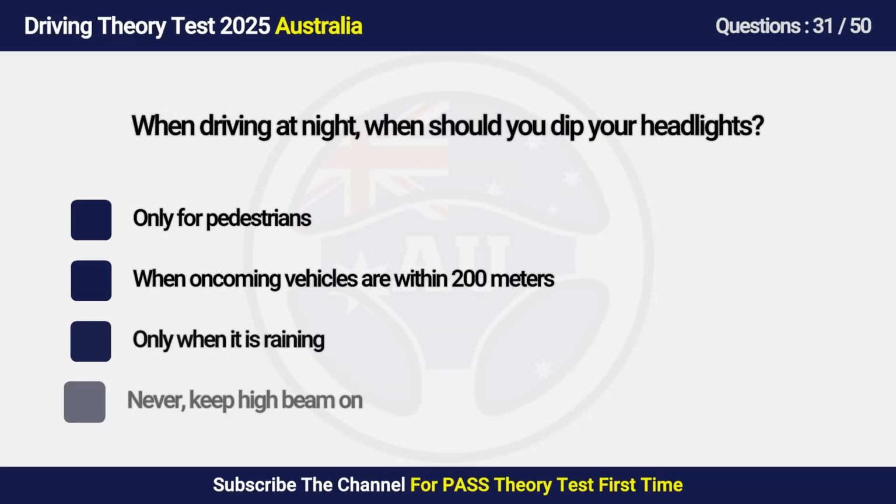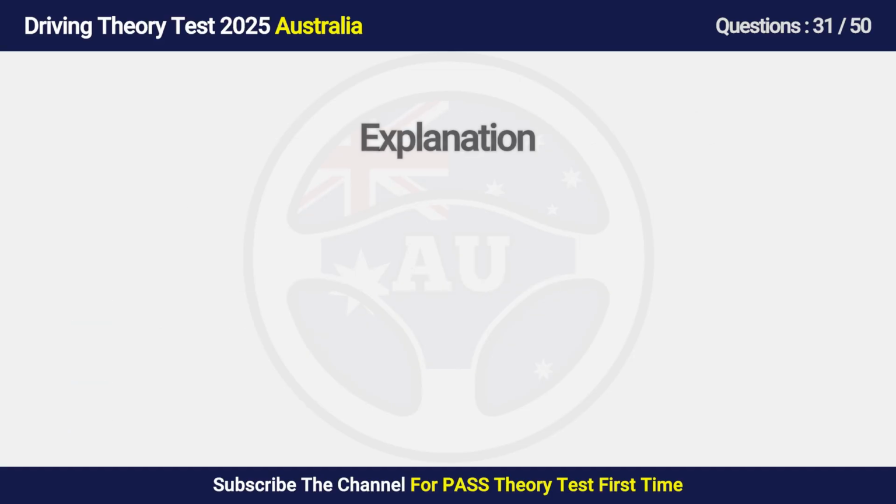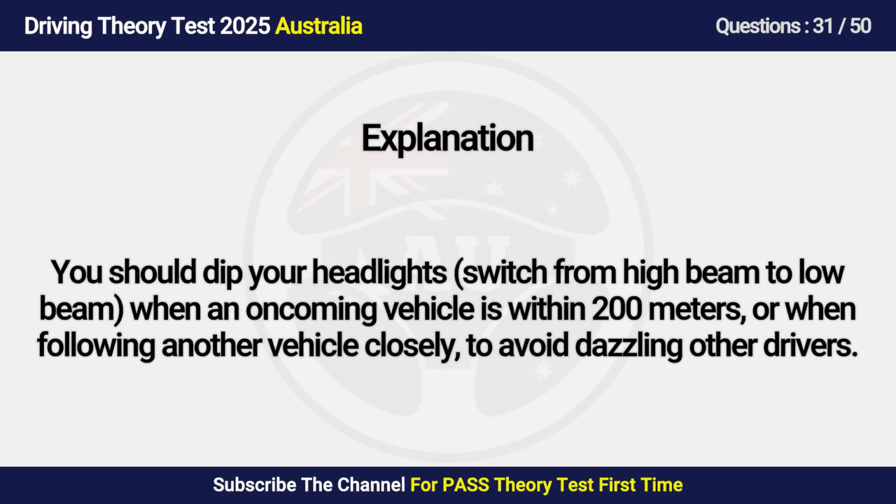Question 31. When driving at night, when should you dip your headlights? A. Only for pedestrians. B. When oncoming vehicles are within 200 meters. C. Only when it is raining. D. Never, keep high beam on. Answer is B. When oncoming vehicles are within 200 meters. You should dip your headlight switch from high beam to low beam when an oncoming vehicle is within 200 meters, or when following another vehicle closely, to avoid dazzling other drivers.